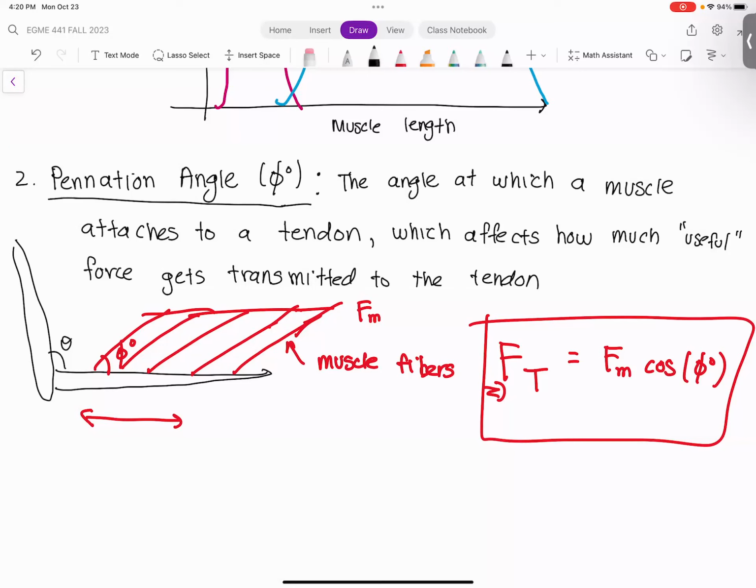All right, and the reason a lot of your muscles are pennated is because a lot of them are compacted into a small portion of your body. Your deltoid muscle in your shoulder is a good example. Your deltoid is quite a powerful muscle, but it's limited in space. So to make use of that space, it makes heavy use of pennation to put more muscle fibers into a small space. Okay. All right. Any questions on this? Okay. So that's pennation angle.